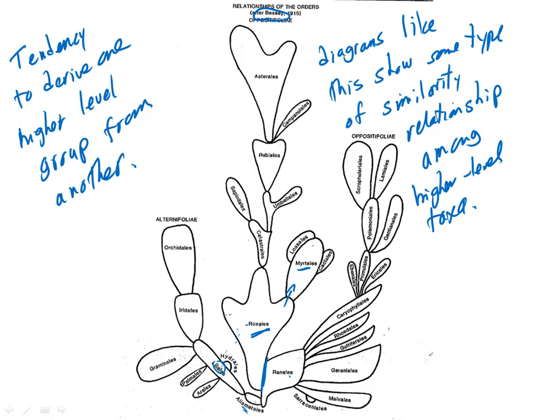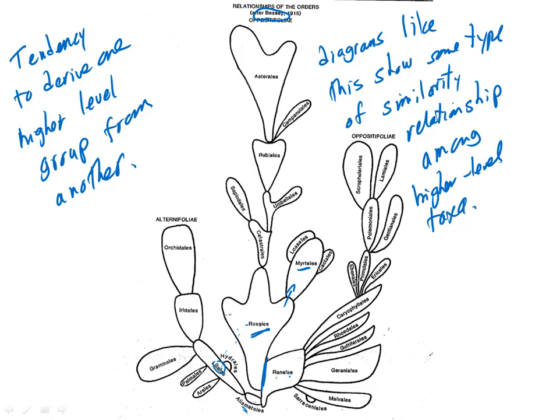I mean, what does it mean that the Rosales, which is a huge group of plants, not just roses, but a huge group of plants, is derived from the Renales? I could never figure it out. I asked those questions when I used to have to learn things about these diagrams, and no one could explain what it meant to me, and the only thing I can figure out that it means is that there's a similarity between the Rosales and the Renales.